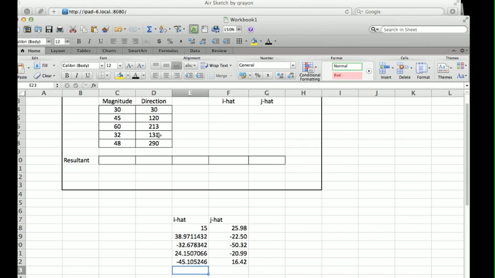131 is in the lower right quadrant, positive and negative. They are. 290 is in the upper left quadrant. They should be a negative i hat and a positive j hat, and they are. So we're going to assume they're all correct here.